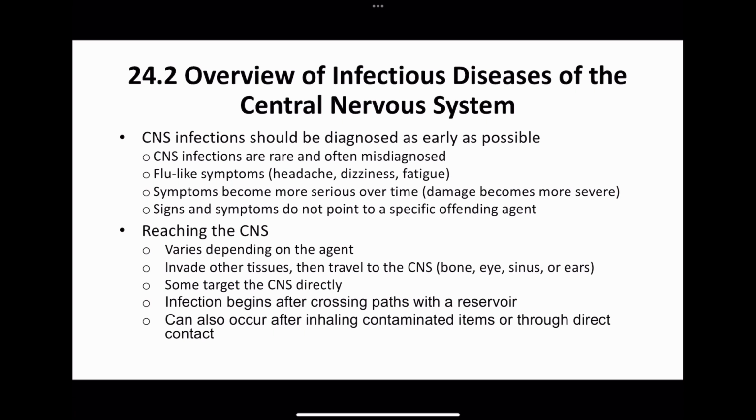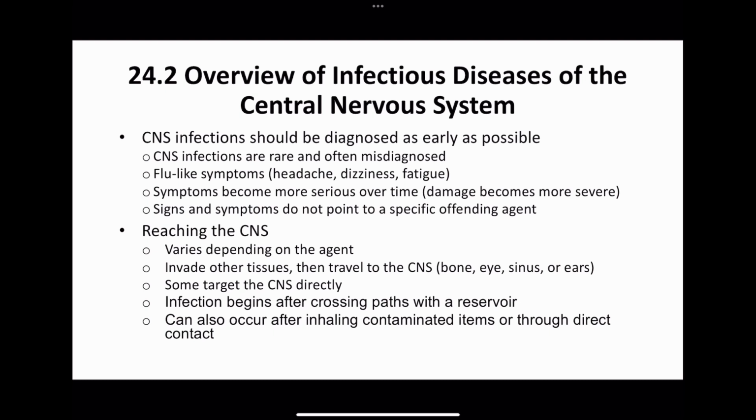There are a few organisms that can target the CNS directly. For example, some mosquito-borne viruses enter the circulation because of a bite and travel straight to the CNS. The same goes for tick-borne viruses. CNS infections are generally rare, but are almost always caused by viruses.